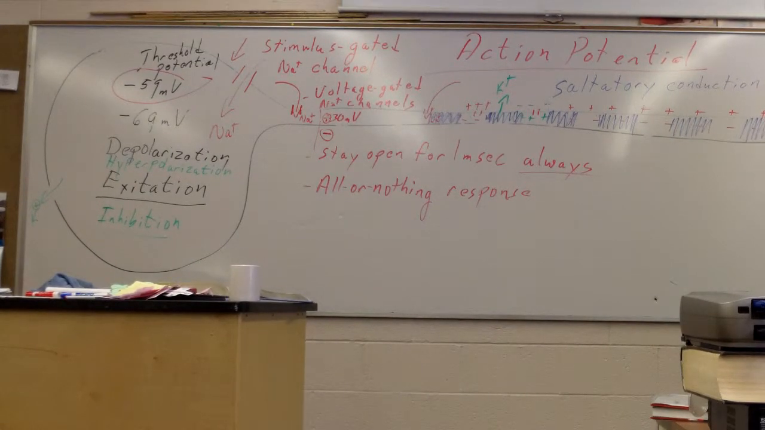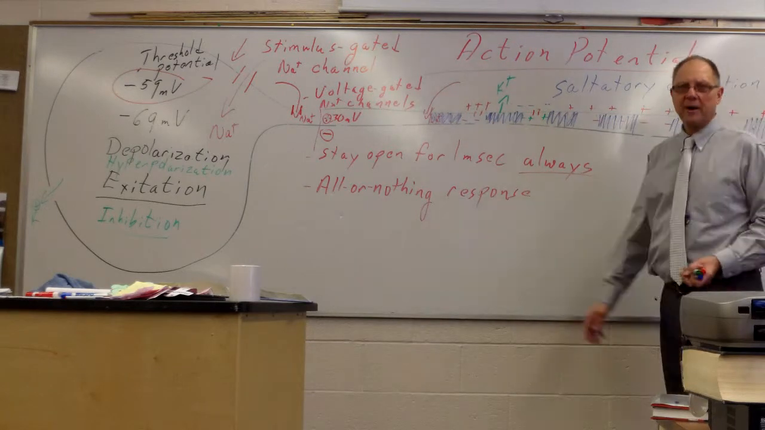There are some places in our body where we have unmyelinated neurons, but axons are generally myelinated.